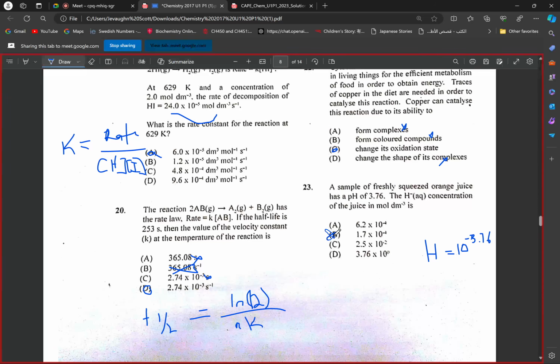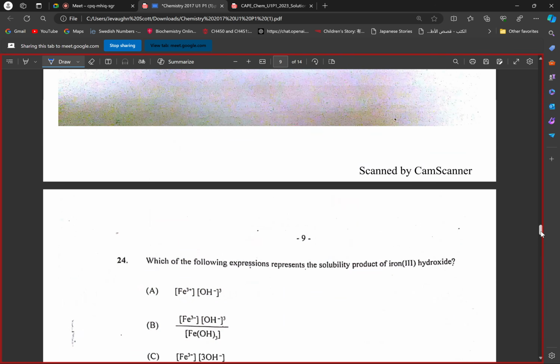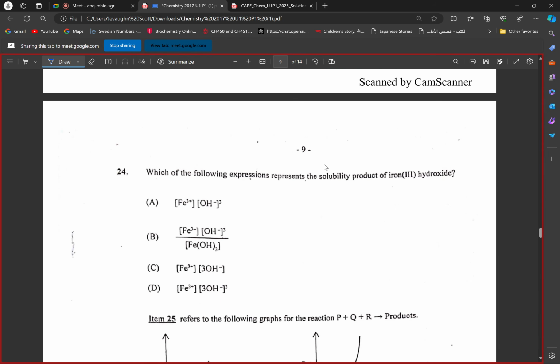Alright, lovely. Now who said chemistry was difficult? Come on now. Which of the following expressions expresses the solubility of this? So what would be solubility? Ksp.